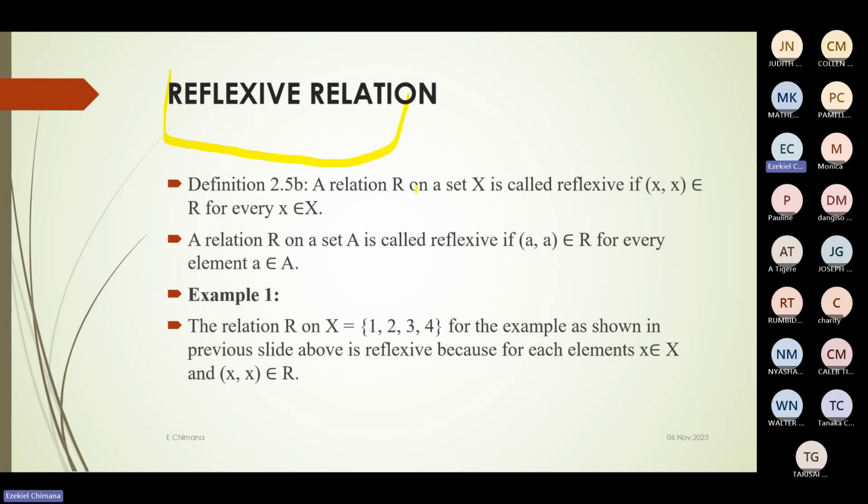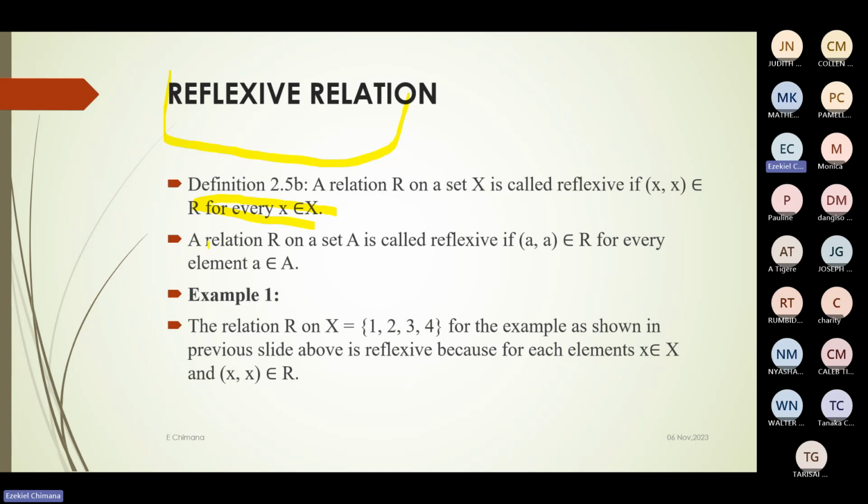A relation R on a set X is called reflexive if (x, x) is an element of R for every x that is an element of X. We are just saying whenever we have a binary relation with all the possible values in X being paired to itself, then that relation is of type reflexive.